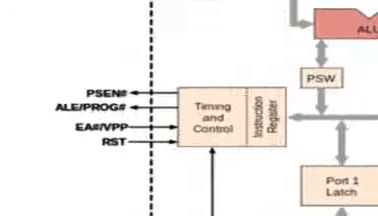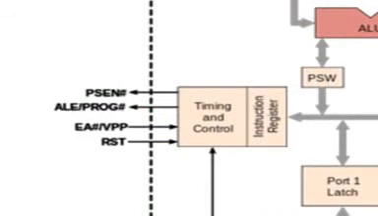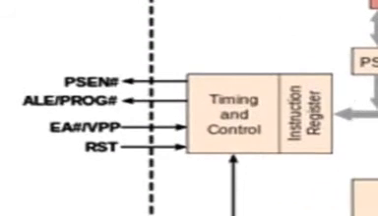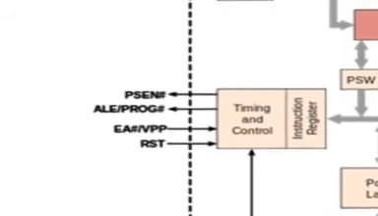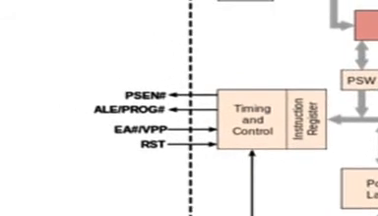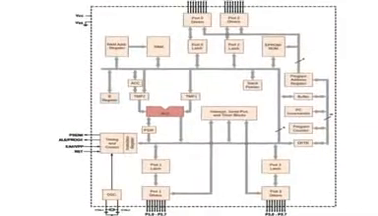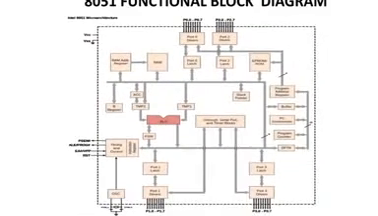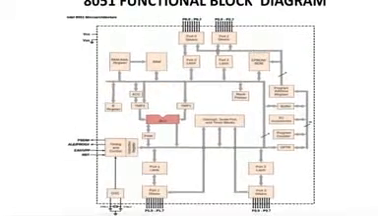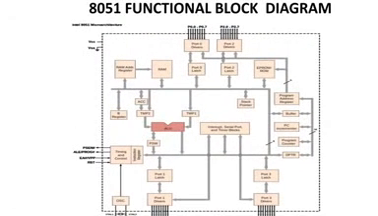Next you have the reset pin, pin number 9, and the input pin EA. Both are input pins, so the arrow is inverted. Whereas for timing and control, you have ALE and PSEN. These both are output pins, and EA and PSEN are both active low. So this is the basic structure of the functional block diagram. Now we will see about each block. What does each block do in this functional block diagram?